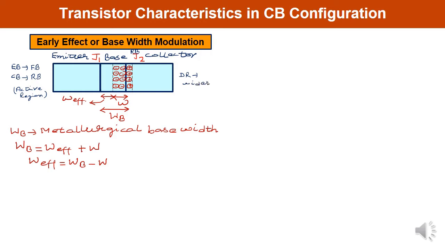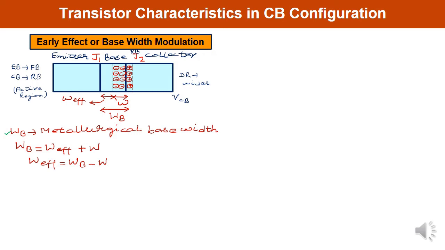And even if you are increasing the potential between the collector and base terminal, which is negative as well, then what is going to happen? This depletion region width will increase. Let us understand. When this particular transistor is being manufactured, WB is the metallurgical base width. This is defined so that the base region must be this much wide only.